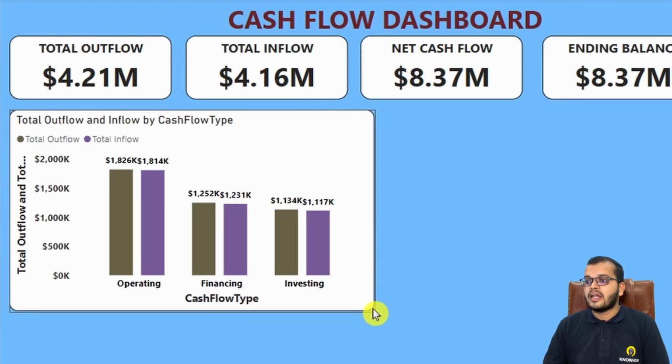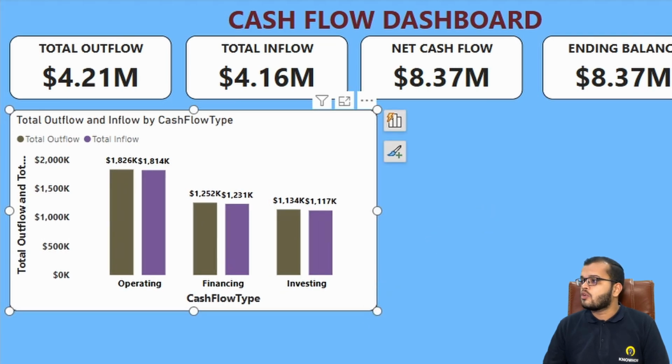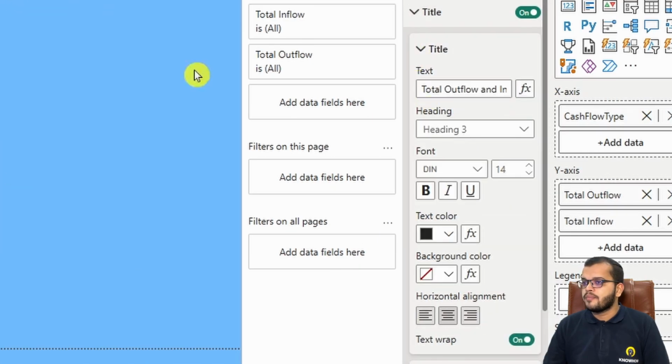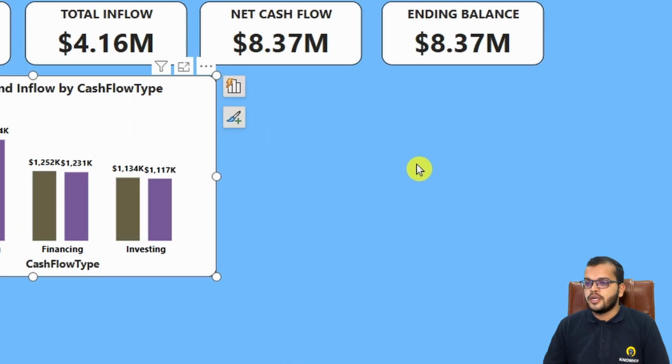Alignment is very important whenever we are creating a visual. I'll come to title and align it to the center, and obviously I have to make it bold. Okay, this looks good. Perfect.